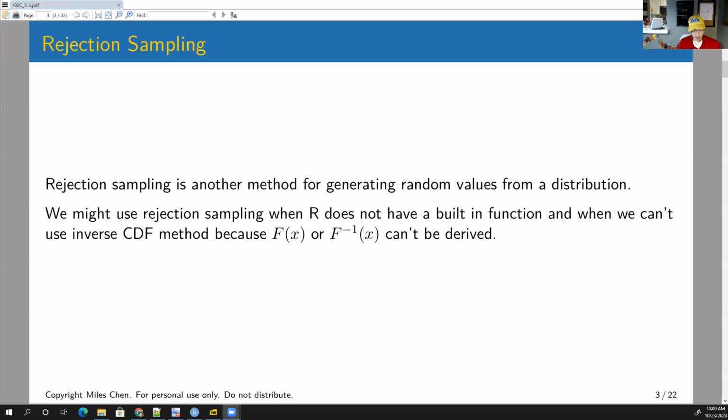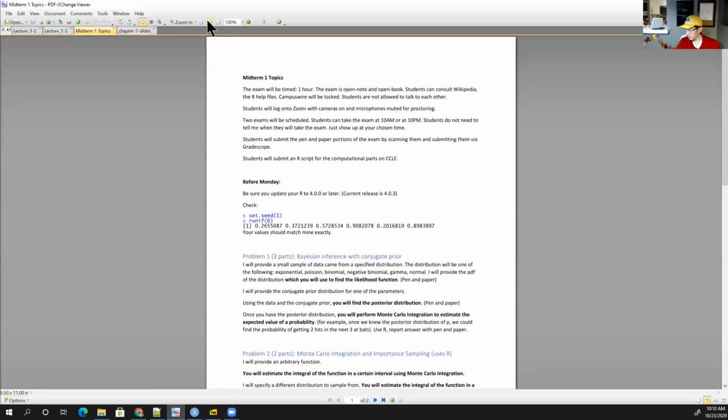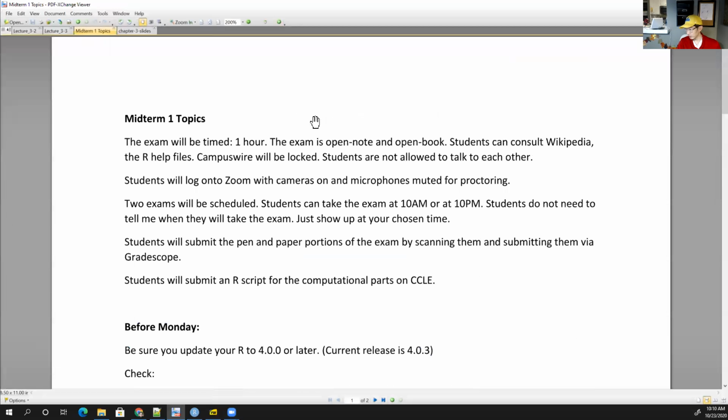All right. Yes, let's talk about the midterm exam. This is what I've come up with, and I'll put this up on CCLE. The midterm will be on Monday, and it will be timed. It's 1 hour. The exam is open note and open book, and you can look at Wikipedia. You can look at the R help files.